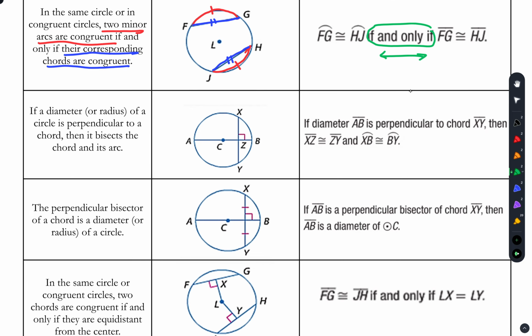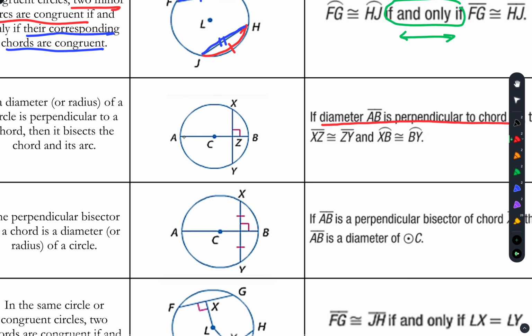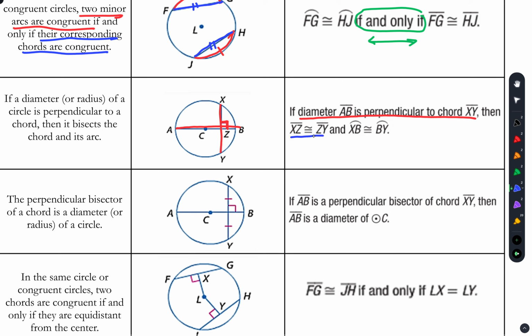Okay, the next one says, if a diameter or a radius of a circle is perpendicular to a chord, then it bisects the chord and its arc. So here's my hypothesis. Diameter AB is perpendicular to chord XY. So I'm saying I know that these two pieces are perpendicular. They're forming a right angle. Then, conclusion, XZ is congruent to ZY. So that means that the two pieces of my chord are congruent. And the two pieces of my arcs are congruent. So XB here and BY here are congruent.